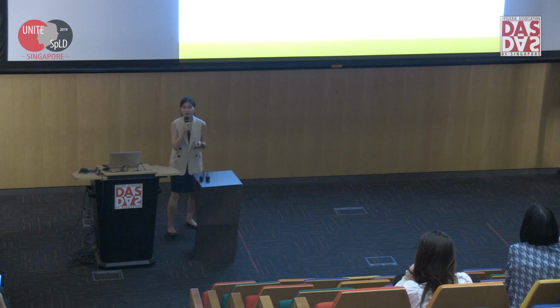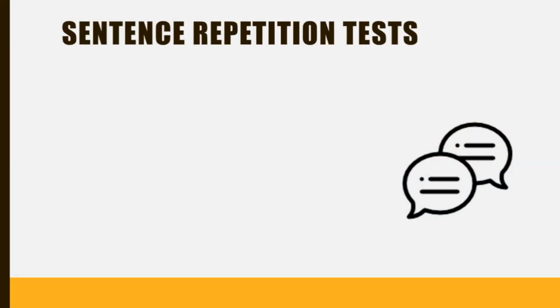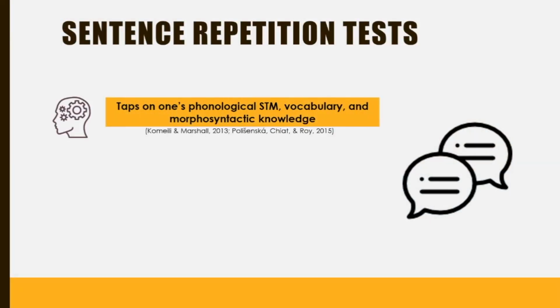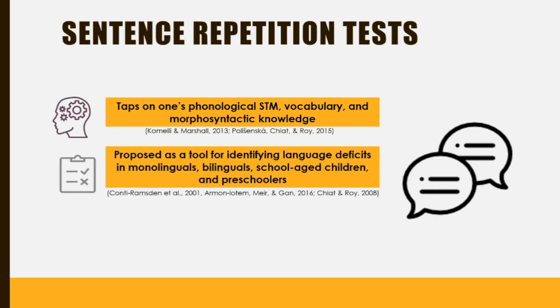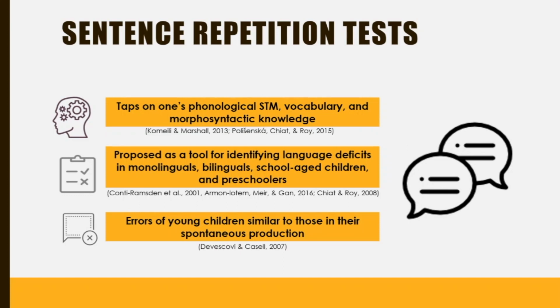And in case you all are not convinced yet, there has been quite a bit of research supporting this, that the test of sentence repetition taps on the child's phonological short-term memory, vocabulary, and morphosyntactic knowledge. It has also been proposed as a tool for identifying language deficits in children. And lastly, it has been found that the errors that young children make when asked to repeat a sentence are similar to the kind of errors they make spontaneously.